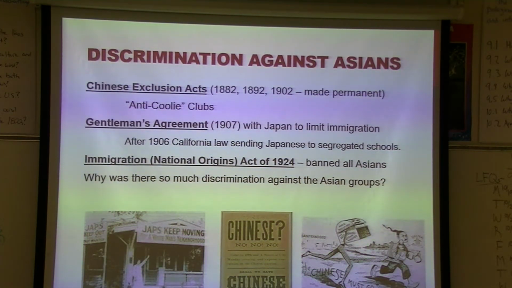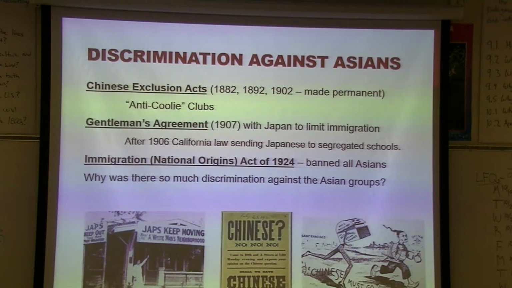We don't have an Italian Exclusion Act or a German Exclusion Act or a Russian Exclusion Act. And that's why I ask, why is there so much discrimination against Asian groups? Part of it goes back to that slide I was saying before, where you can kind of check off. First of all, for Asians, usually they were easier to distinguish by looks. And then you go through different language, different religion, different culture. Most of them were poor that came over.